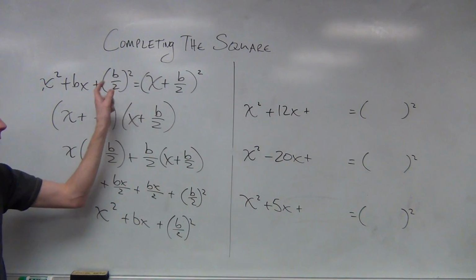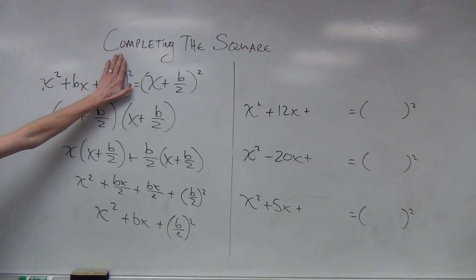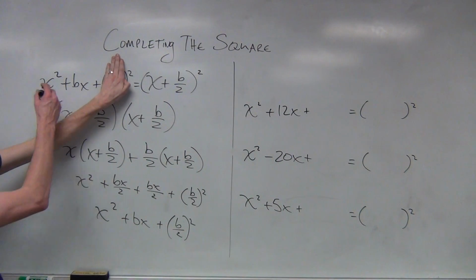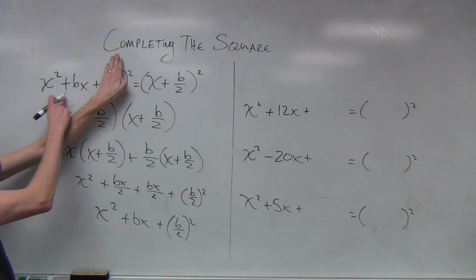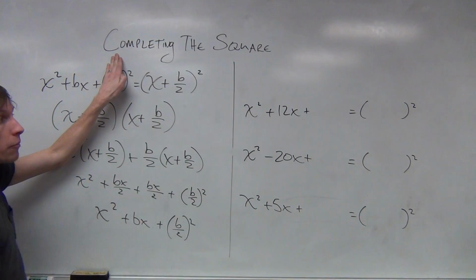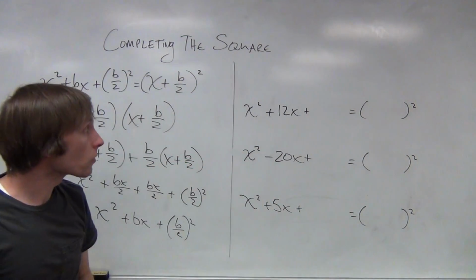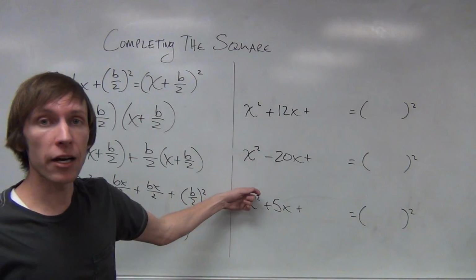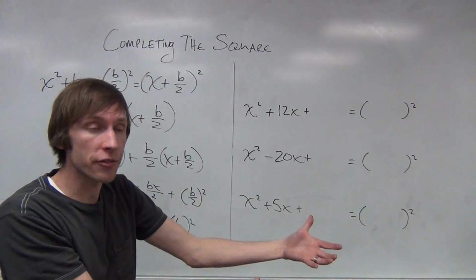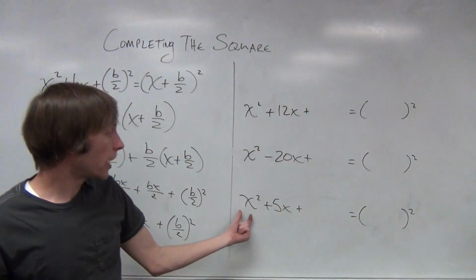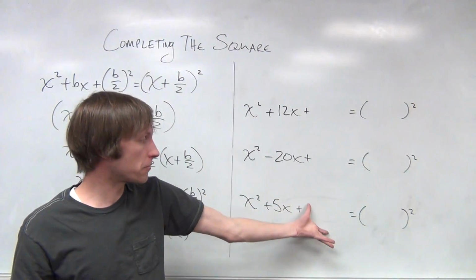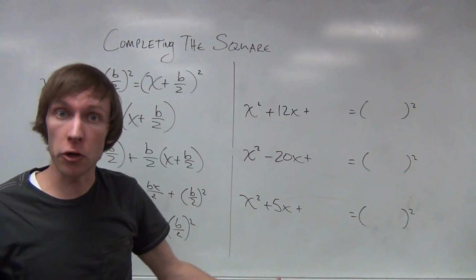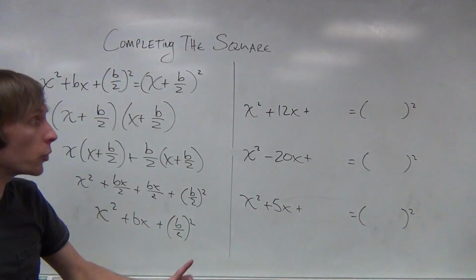So what we're going to do is figure out what number, what constant, would have to go here so that we can write a quadratic expression as a perfect square binomial. Looking on this side, I have x squared plus 12x plus some number is going to be a perfect square. x squared minus 20x plus some constant is going to equal a perfect square. And x squared plus 5x plus some number is going to be a perfect square. These are increasingly more difficult as we move down, but I trust that we can handle it.